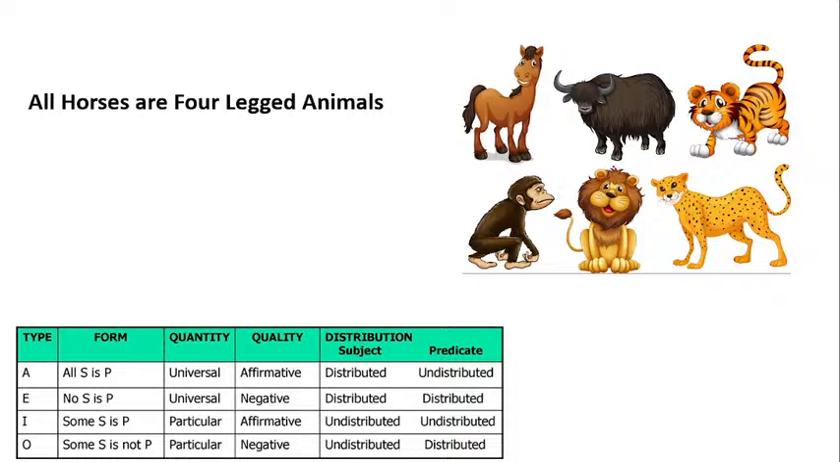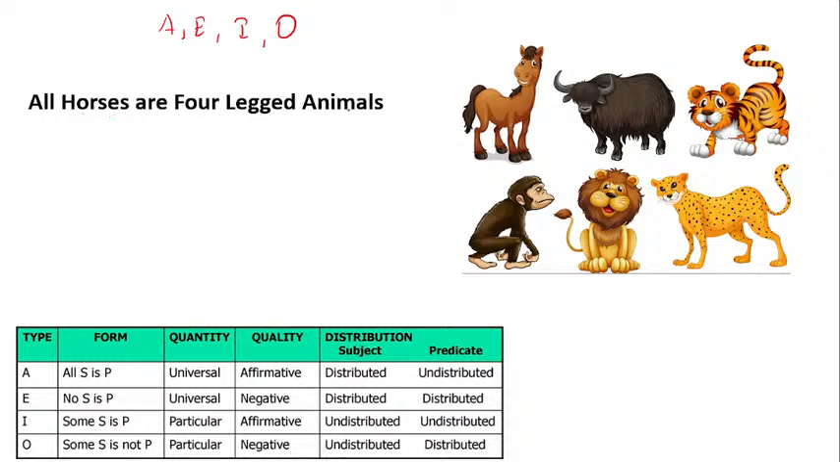Now, all horses are four-legged animals. I will give you some time and students tell me what kind of categorical proposition it is. Is it an A type, E type, I type or O type? Tell me students, which categorical proposition is it? A, E, I, O. All horses are four-legged animals, whether it is an A statement, E statement, I statement or O statement. Yes, very good. It is a kind of A statement. It is a form of all S is P, meaning we are talking about all. A type. Very good, everyone.